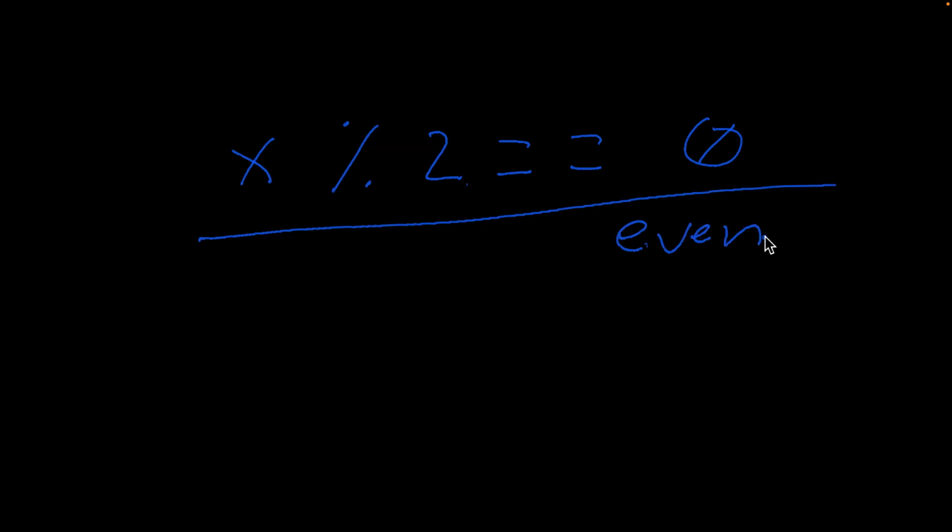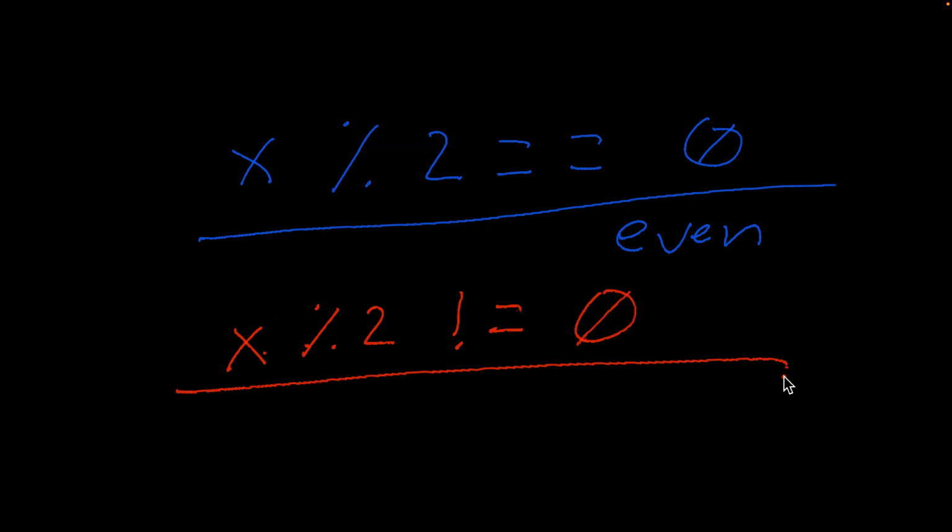Okay, now let's do another one here. If we say x modulo 2 is not equal to 0, what do we know about this now? It's odd. Yes, this is odd. If any number modulo 2 is not equal to 0, then we know it's an odd number because it won't divide into it evenly. The remainder won't be 0.